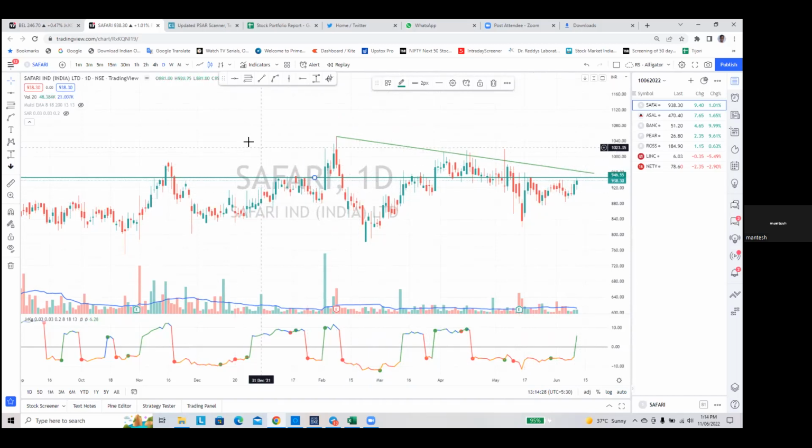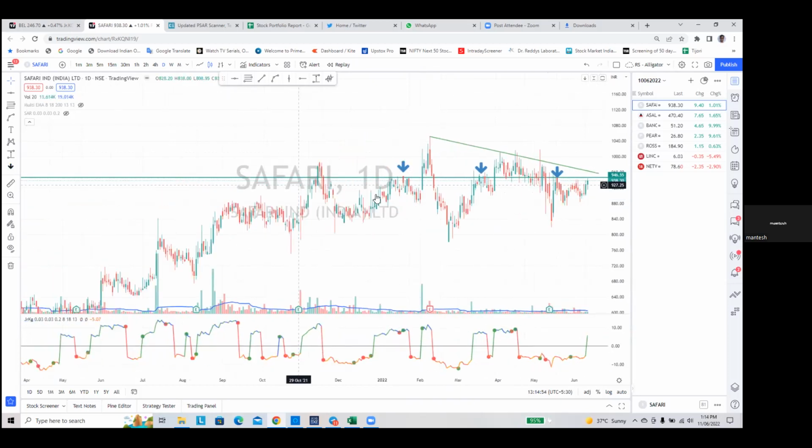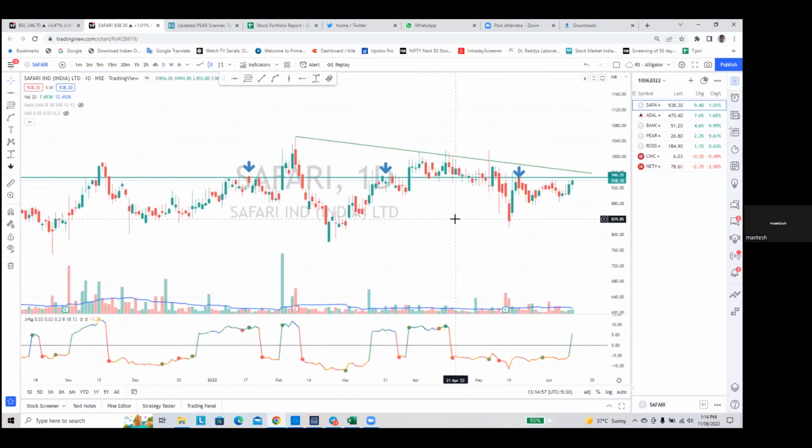See what is happening here. If you see here, why I drew the resistance line here, see this resistance here. The stock is taking resistance at this level, then coming down. Then the stock goes to this level and comes down. So multiple times the stock is taking resistance and coming down. Okay, so at least 3 times it is in front of us, and the next resistance is this one.